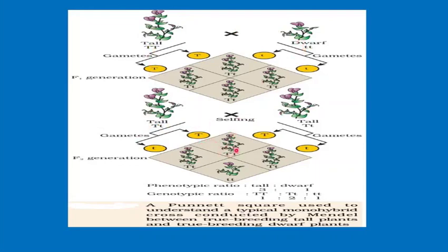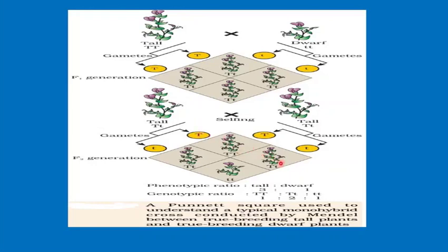Now you can show the zygote formation here. One capital T of this parent and one capital T of the other parent. So it will be capital T, homozygous T and T. Then here you can see this tall parent's capital T, one gamete will be fusing with one of the small t gametes of this parent, that is a male, this is a female parent. And here in this column you have to show how the zygote is formed.